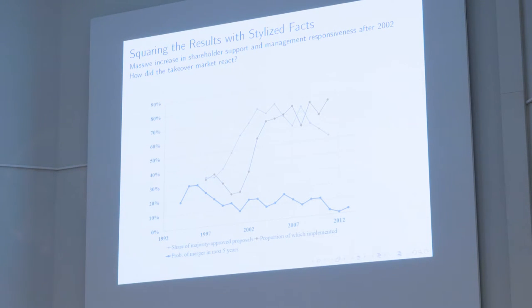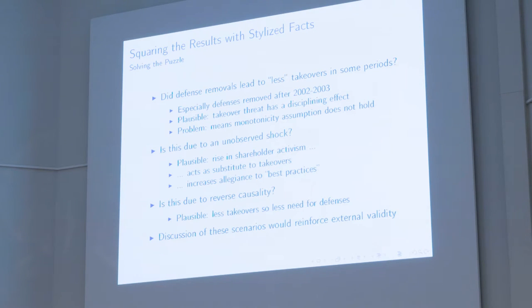I'm not saying that this necessarily contradicts your result, but more that you really need to discuss why there is a discrepancy between these macro trends about takeover defenses and your results. It could be that some of the defense removals led to fewer takeovers, because the threat of a takeover has a disciplining effect, and therefore you behave better and are taken over less in some cases. It could be that there has been an unobserved shock, like a rise in shareholder activism that acts as a substitute to takeovers, at the same time increasing allegiance to best practices. Or it could be reverse causality, in the sense that because there are fewer takeovers, managers are not clinging as much to these defenses, and therefore the defenses go down.